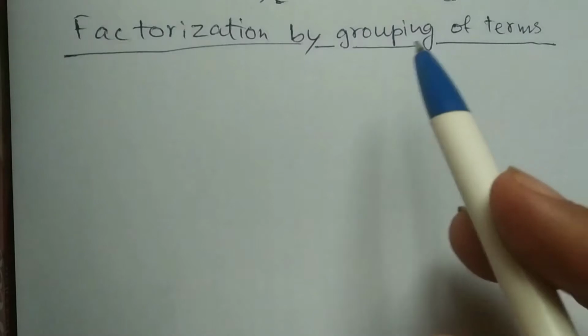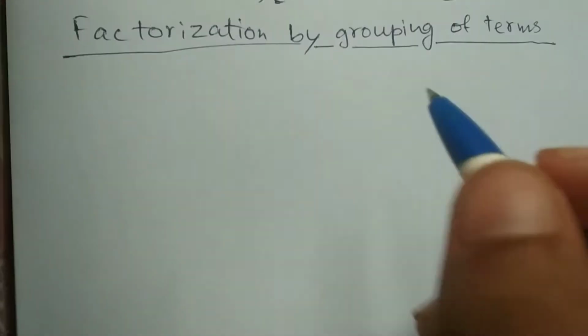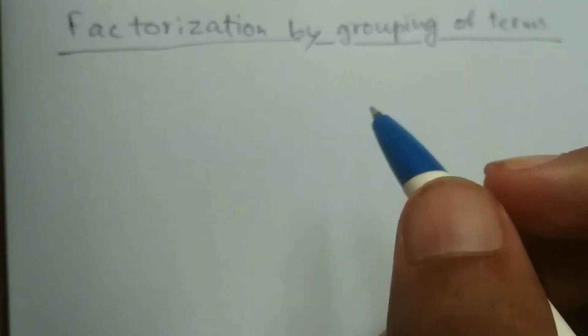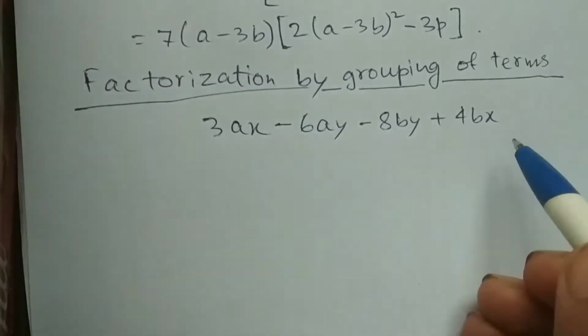Now without wasting time we will move to our next topic, factorization by grouping of terms. Grouping of terms means we will group the terms and take them as a common term. In this way we will group the terms. We will see this by one example. Let me show you. As you can see, we have written one example for you.